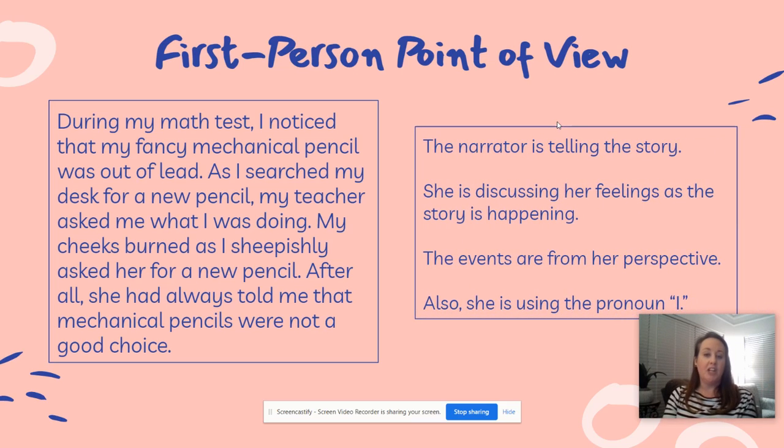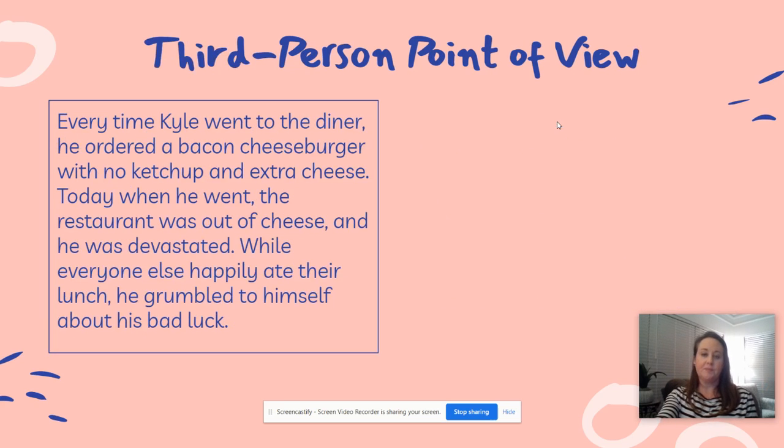All right, so we have the narrator telling the story. She is discussing her feelings as the story is happening. We see that her cheeks burned and how she felt when her teacher asked what she was doing. And the events are from her perspective. And then also we can see throughout the story that pronoun I. So that is another way we can figure out that it is first person point of view. So let's look at third person.